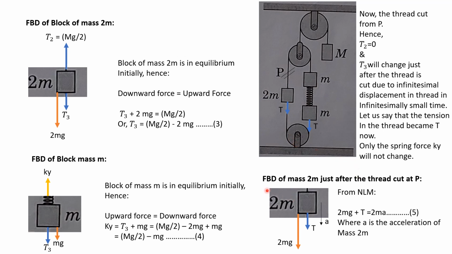Okay. So now we will make the free body diagram of mass 2m just after the thread is cut at P. So from NLM, that is Newton's law of motion, 2mg plus T is equal to mass into acceleration. Mass is 2m into acceleration. It is coming downward, right? And this is equation number 5.